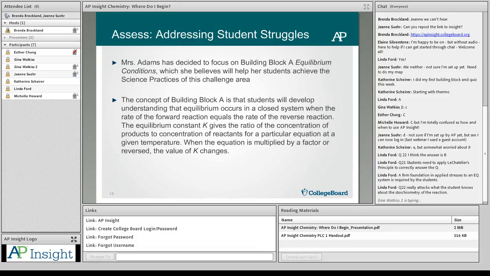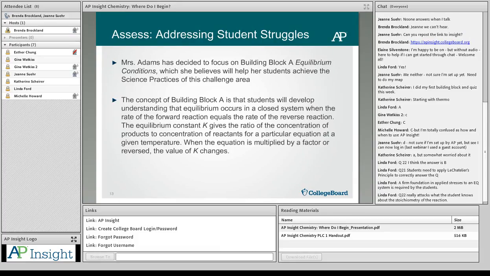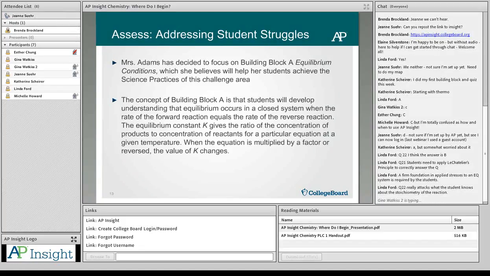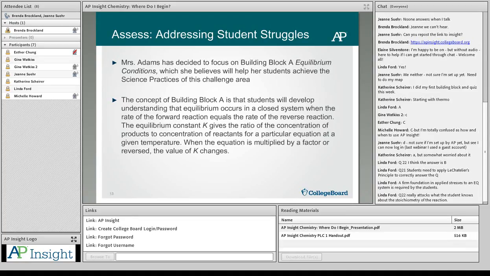And notice that, again, just reiterating, the students will develop understanding that equilibrium occurs in a closed system when the rate of forward reaction equals the rate of reverse. And also that the constant gives the ratio of concentration of reactants for a particular equation at a given temperature to products to reactants, excuse me.